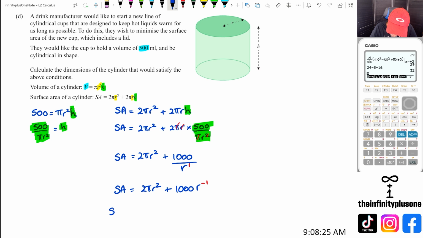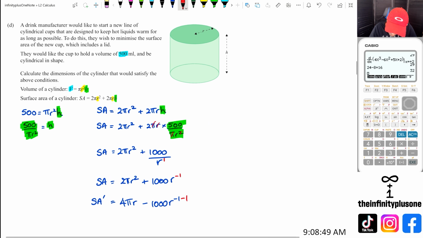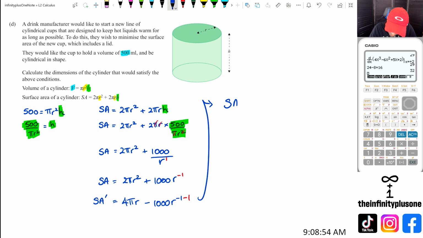And then now I can differentiate surface area with respect to r, which means pi is a number. So I've got 2 times 2, which will become 4 pi r. And then on this side, I'm going to get minus 1000 r to the power of -1. Of course, I've got to take -1 of that. And what I'm ending up with is the derivative of surface area is equal to 4 pi r minus 1000 r to the power of -2, which means I'm going to get 4 pi r minus 1000. R to the power of -2 could be written as r squared.